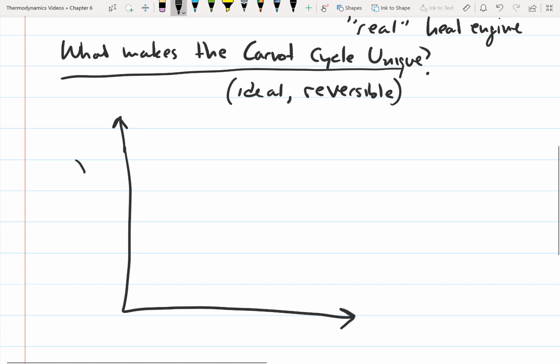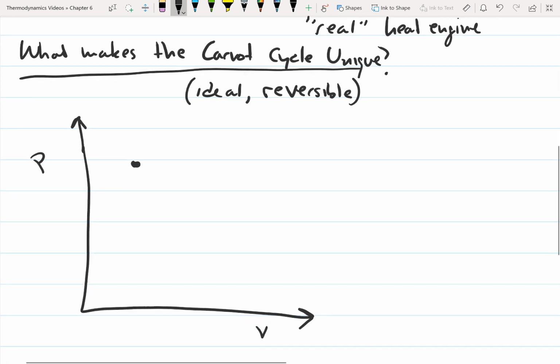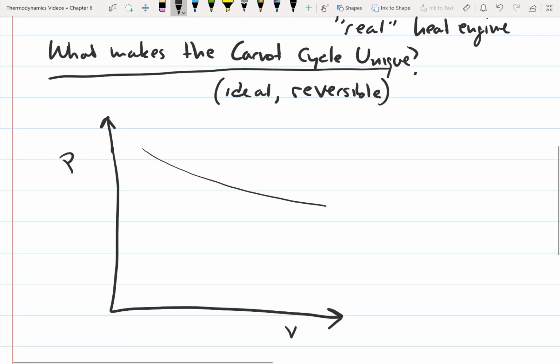What I'm going to do is draw a PV diagram representing the Carnot cycle, and then we're going to go through it step by step and look at how each process is working. So first of all, let's draw our temperature isotherms. So this is one of our isotherms. This is another isotherm. So let's say that this is T high, and this is constant. Let's say this one is T low, and this is also constant.